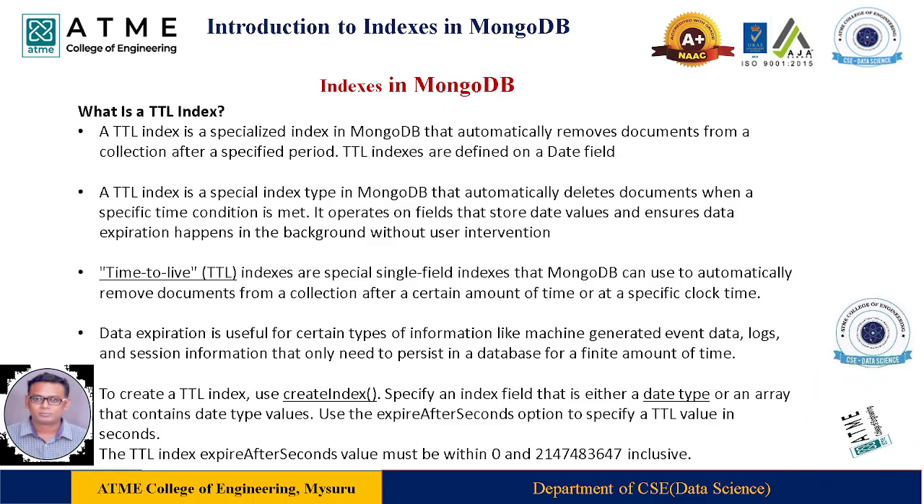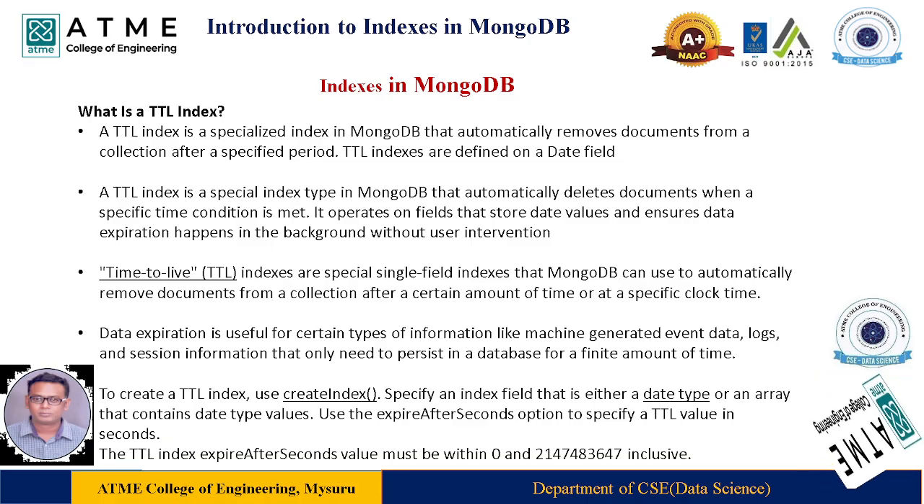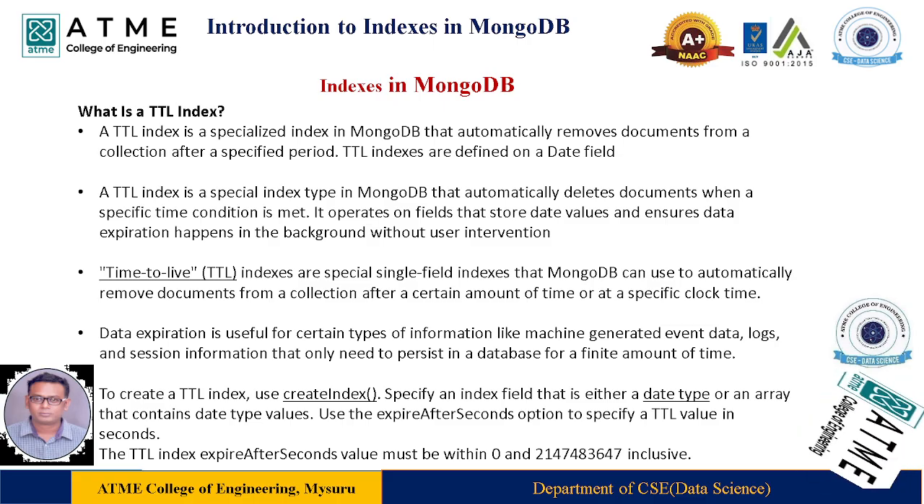Basically, TTL indexes are defined on a date field. TTL is a special index type that automatically deletes documents when a specific time condition is met. It operates on fields that store date values and ensures that document expiration happens in the background without user intervention. So time to live indexes are special single-field indexes you can use to automatically remove documents from a collection after a certain amount of time or at a specific clock time.